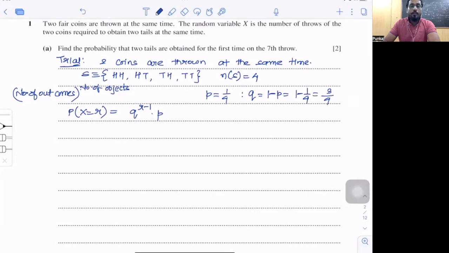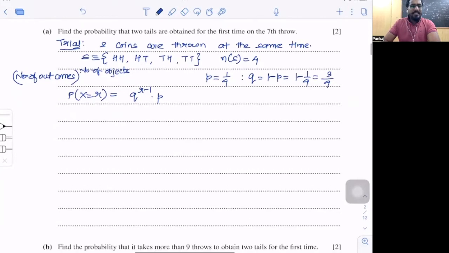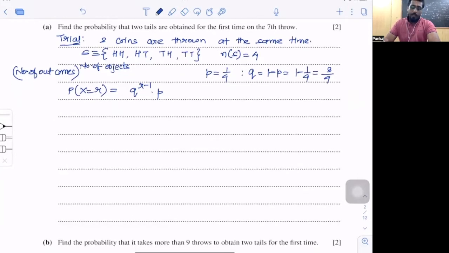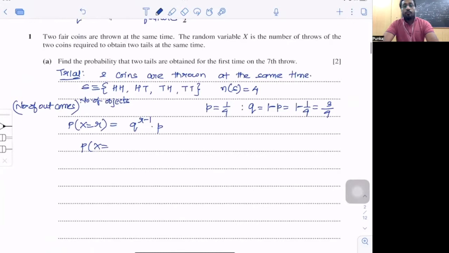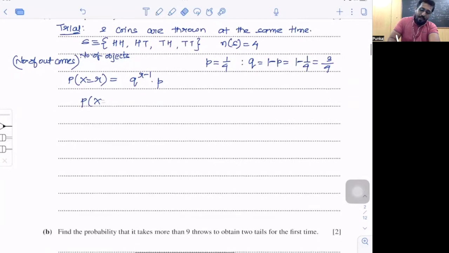So I have the probabilities of success and failure. I simply take them and put them in my formula. So I have to find the probability of X equal to what? Which trial is the successful trial? So we got two tails for the first time in the 7th throw. So X is equal to what? 7. The value of R is 7, right?